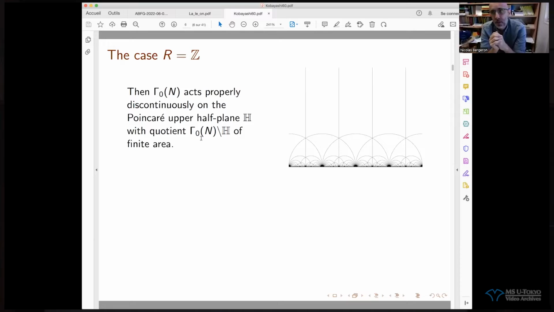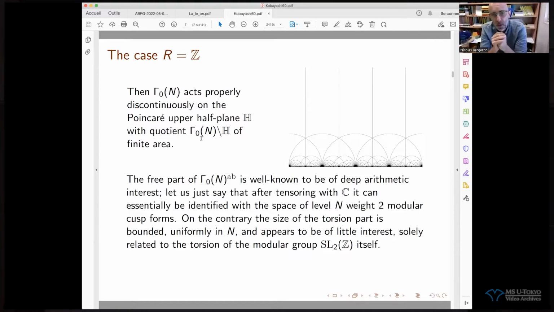Then gamma naught of n is the so-called congruence subgroup of SL2Z. It acts properly discontinuously on the Poincaré upper half plane, and the quotient is a Riemann surface, a hyperbolic surface of finite area. And the question of understanding the free part of the abelianization is the same as understanding, as I said, the cohomology, or it's also the same as understanding somehow the number of modular forms of level n and weight 2.